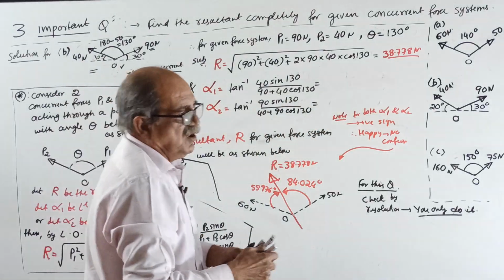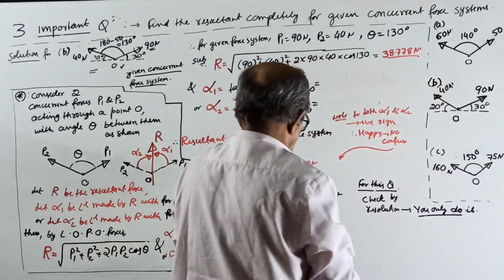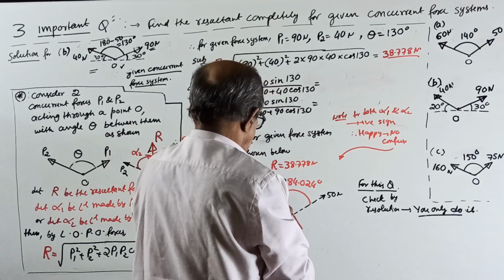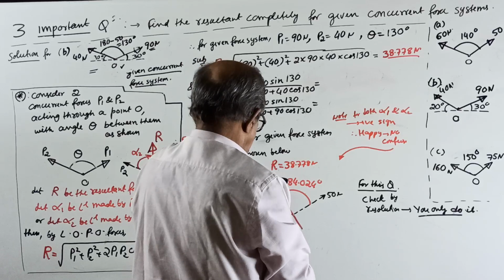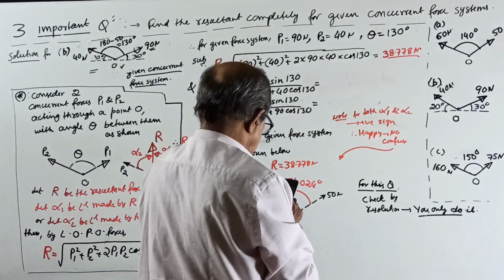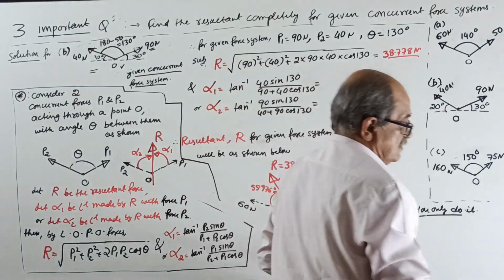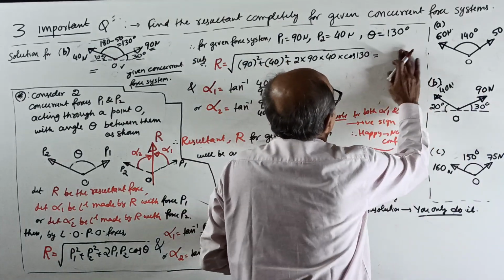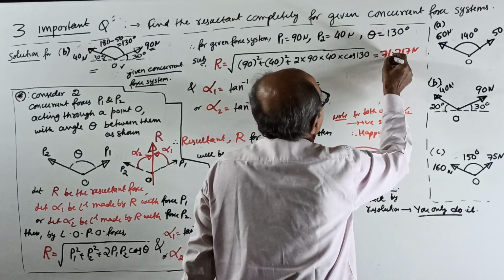Now I will calculate because I have not calculated. 90 square plus 40 square plus 2 into 90 into 40 into cos of 130, equal to the square root of the answer: 71.217 Newton. The resultant is 71.217 Newton. Okay, now the angle.